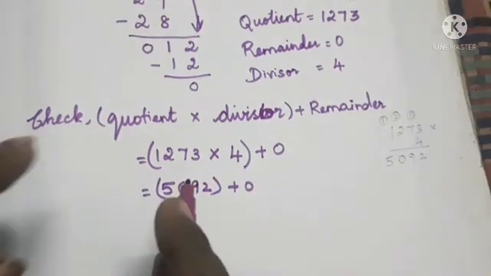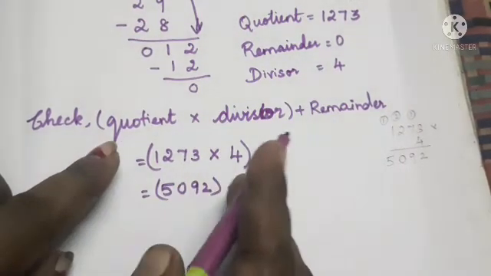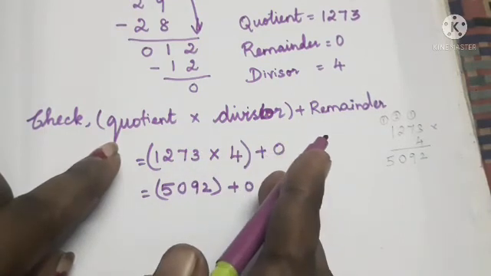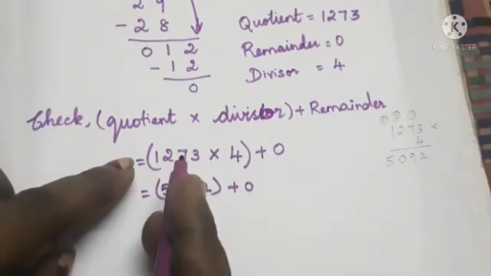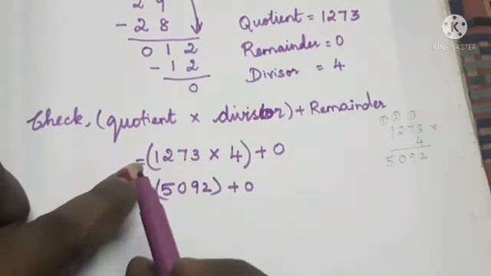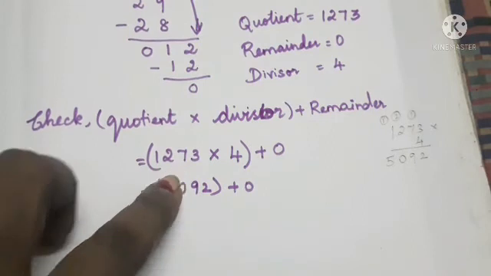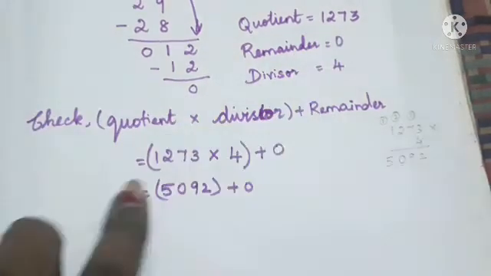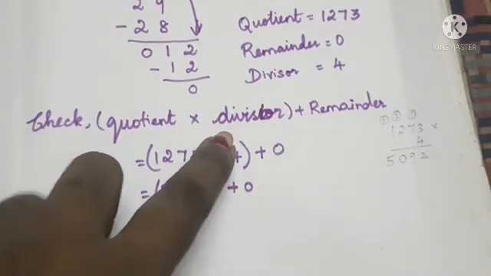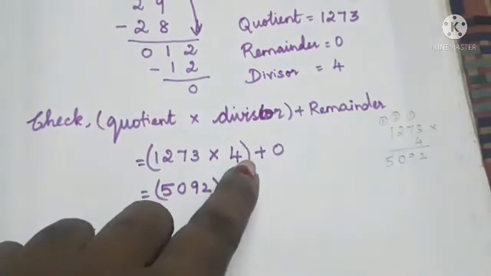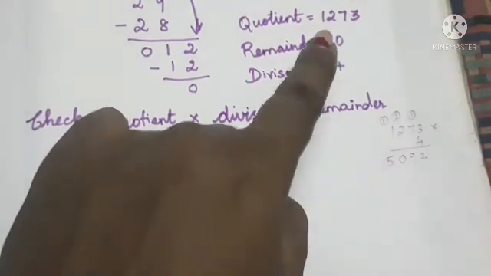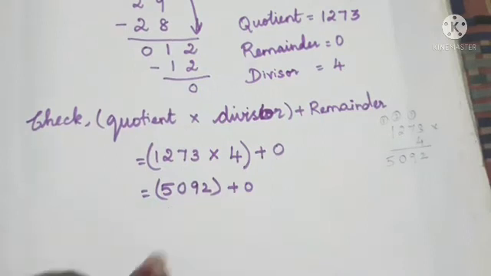Have you understood, ma? First we have to write the formula. Okay. What's the formula? Quotient into divisor plus remainder is the formula. Next we have to substitute the values of the quotient, divisor and remainder in this formula. So our quotient is 1273. Then multiplication symbol we have to write. Then divisor is 4. Then we have to close the bracket and put plus symbol. What's the remainder? Yes, 0 is the remainder. So we can write the 0 here.